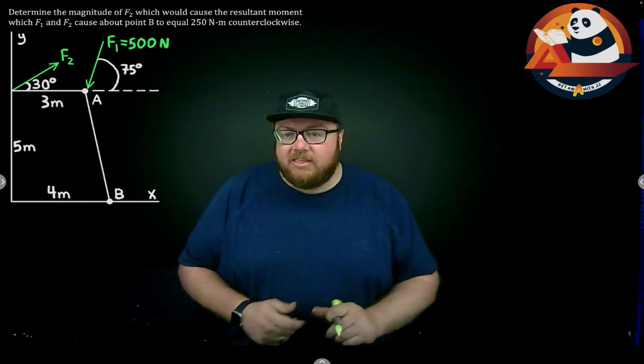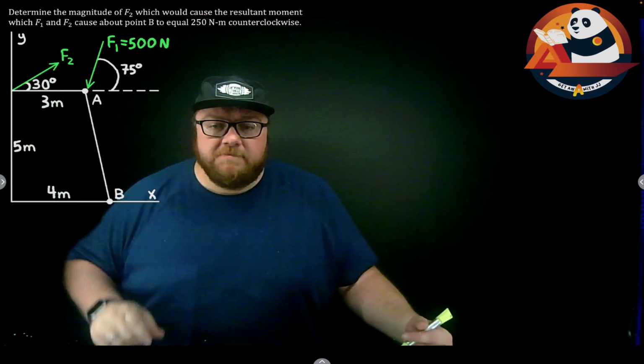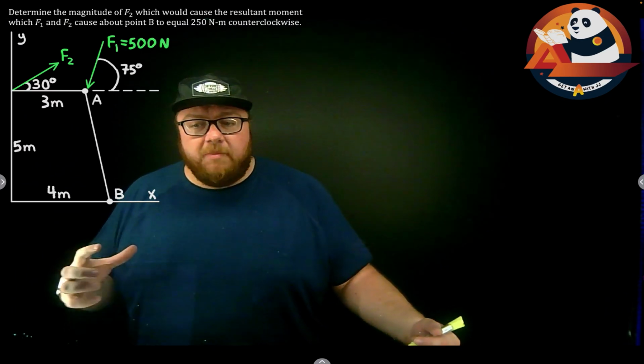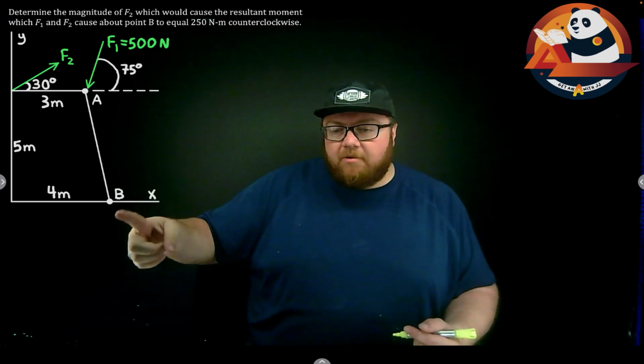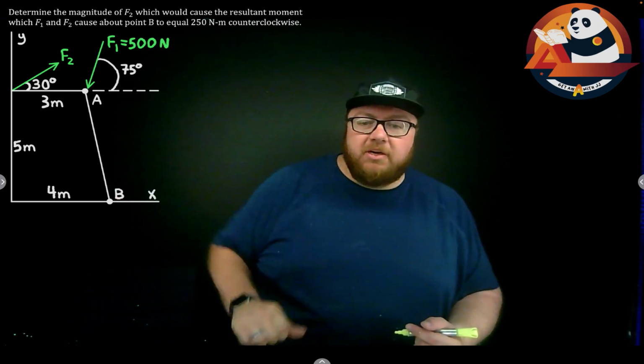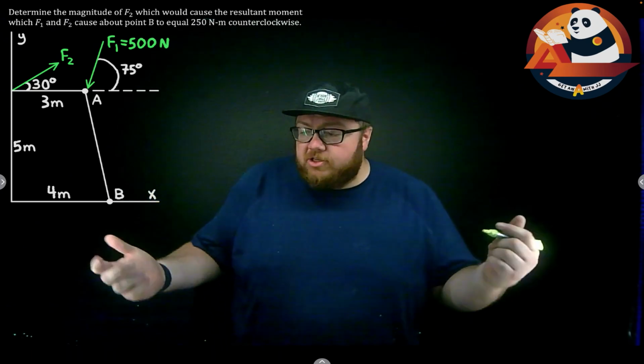So we're asked in this one, let's determine the magnitude of F2, which is unknown right now, which would cause the resultant moment of F1 and F2 about point B to be equal to 250 Newton meters counterclockwise. So let's just jump in and go for it.